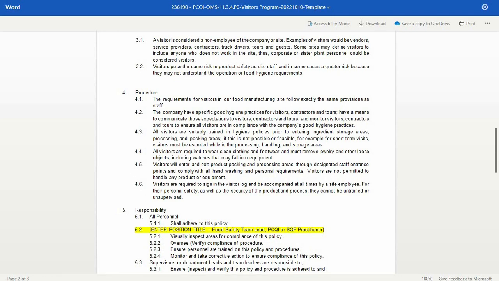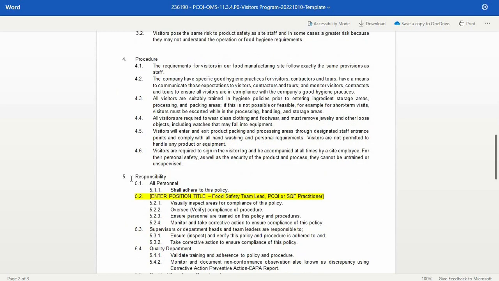And sixth, visitors are required to sign in the visitor log and be accompanied at all times by a site employee for their personal safety as well as the security of the product and process. They cannot be untrained or unsupervised.